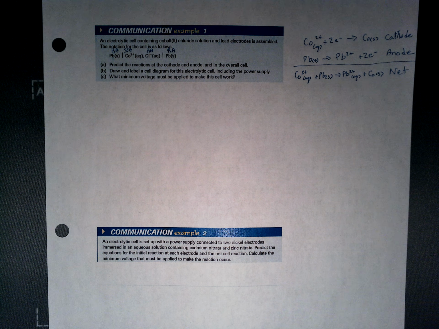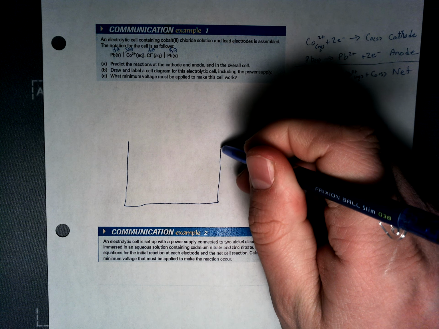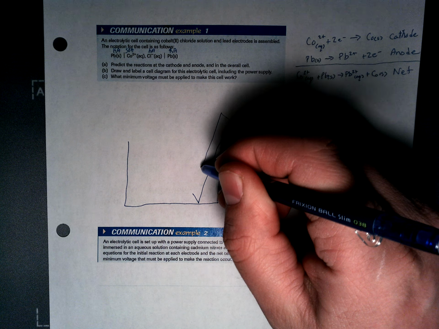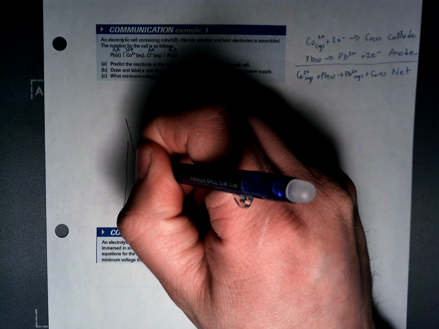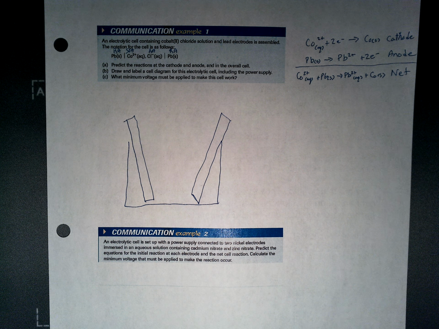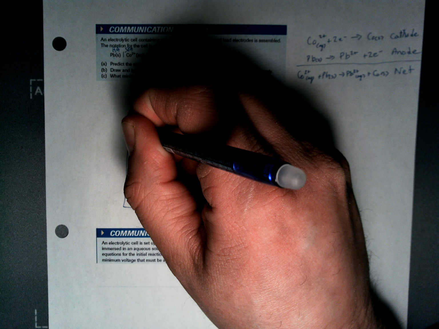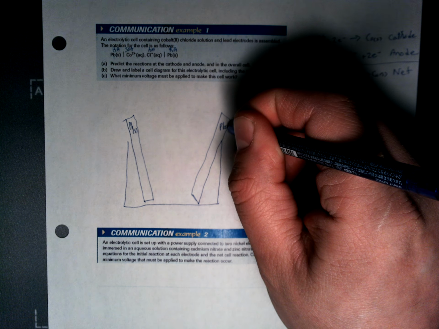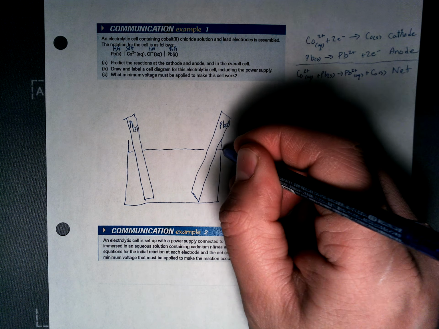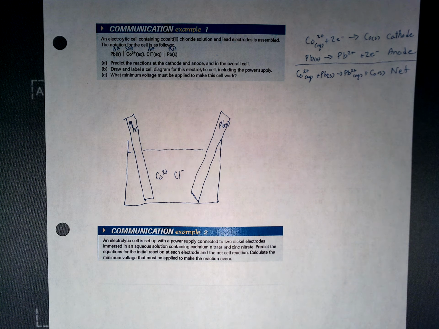So now to draw the diagram. Again, for these ones, we're just going to have one container instead of two. We still have our 2 electrodes, so our 2 solids. In this case, they're both lead solid. And then in our electrolyte, we have cobalt 2 plus and chloride.